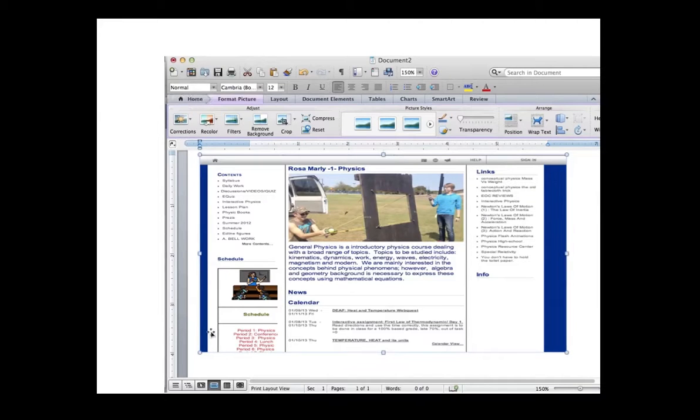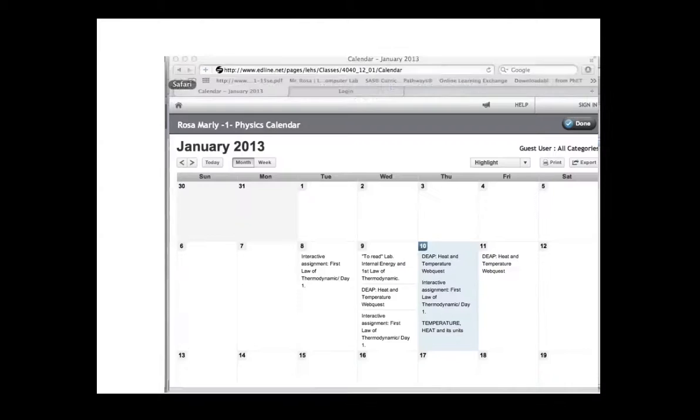Then now what happened is you are going to see the full calendar. And today is the 10th. That means you need to go, I told you to go to the temperature, heat, and its unit. Double click there, please, or just click there. And what happened is it's going to download the document.